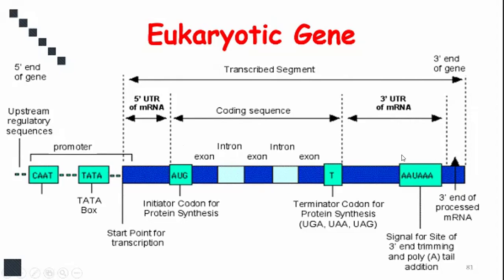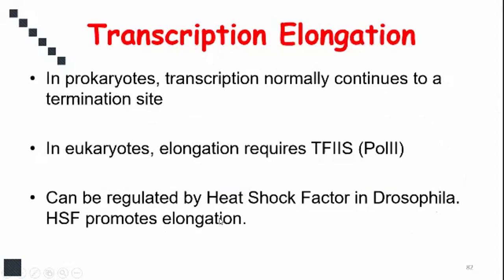Within the gene, we have the coding and the non-coding. The non-coding sequences are the introns, whereas the coding sequences are the exons. And then there is what is called the start, and then there is what is called the termination. These are things that we must keep in our minds so that we can appreciate this.